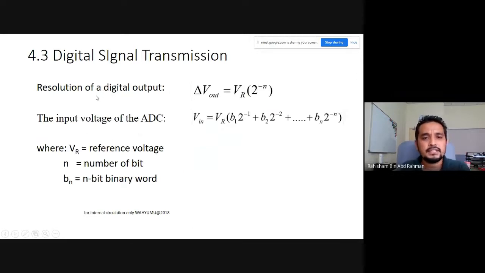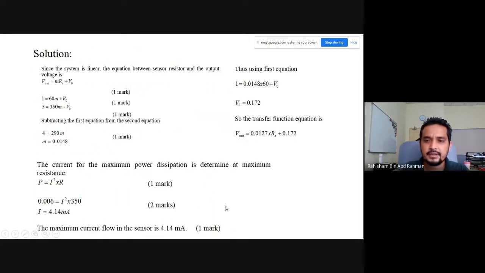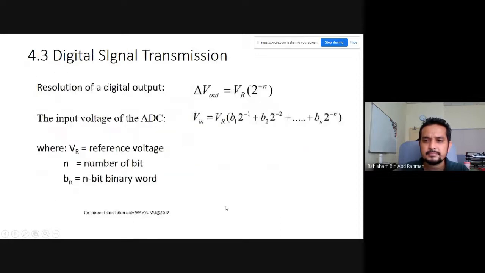Okay, resolution of digital output. Remember well these formulations. Delta V out, the digital output, is equal to V reference times 2 to the power of minus n. N is the number of bits. Sometimes your data is 4 bit, sometimes 6 bit, sometimes 10, sometimes 11, etc. So this will be your value.